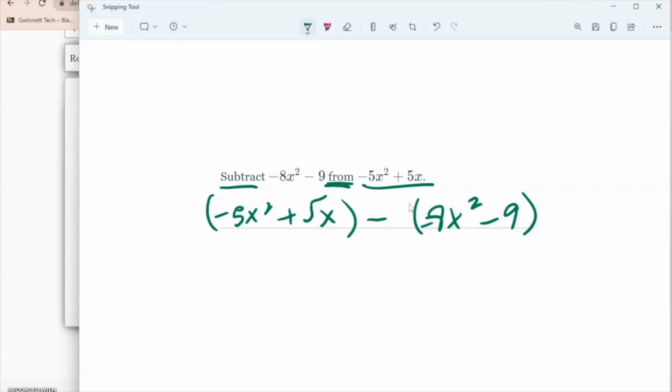All right, so we're going to go ahead and ask, is there anybody outside the house? No, so there's nothing that needs to come in. So I'm just going to write this out again. So 5x squared plus 5x. Now, there is someone outside this house, so I'm going to go ahead and distribute it in.